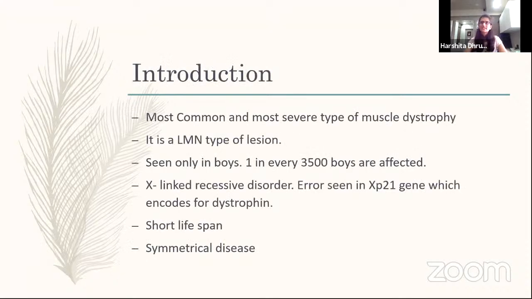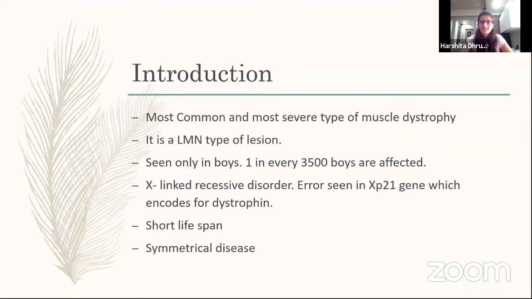So what is DMD? DMD is a type of muscular dystrophy. There are various types of muscular dystrophies, including X-linked recessive, autosomal dominant, and even congenital. DMD is one of the most commonly seen muscular dystrophies, and it is the most severe type. Becker's dystrophy is another type of X-linked muscular dystrophy, which is a milder version of DMD. And the life expectancy is much more in Becker's than in DMD.